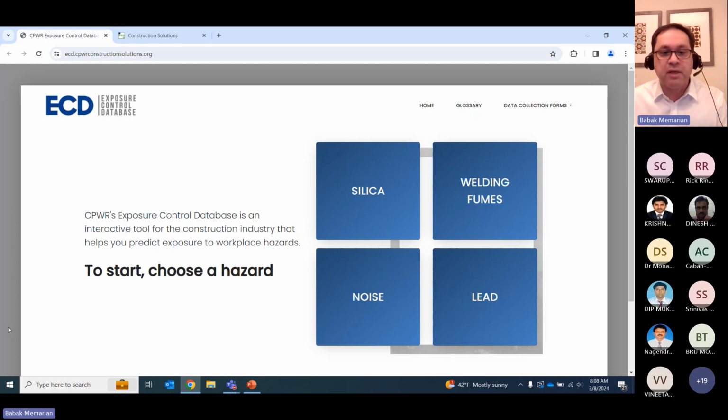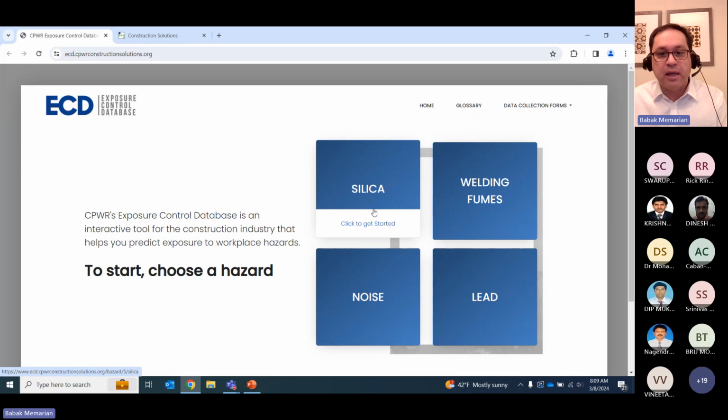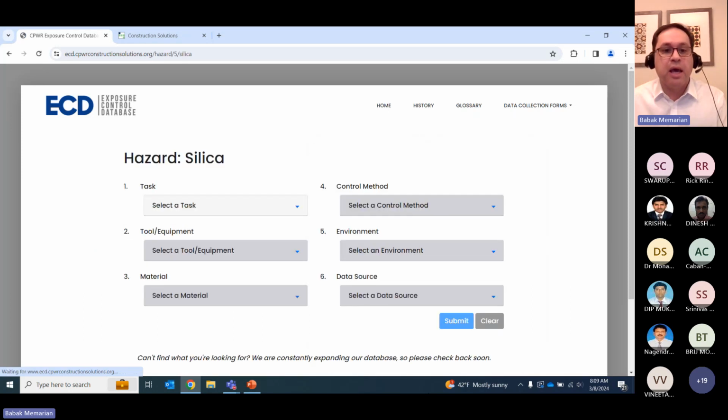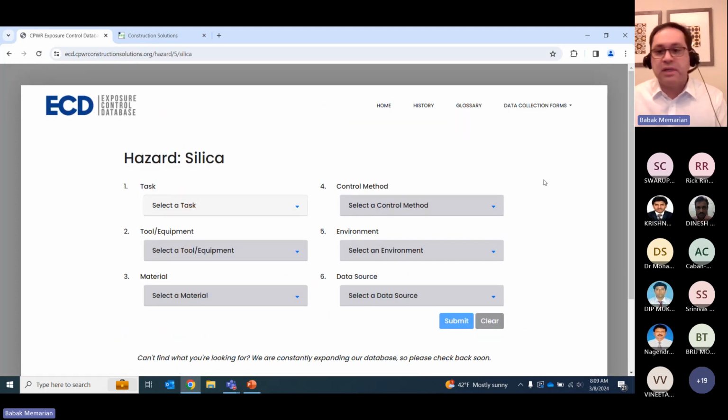It has a very simple interface that you can select the hazards. So we have silica, welding fumes, lead, and noise. And as you hover over any of these hazards, you can select and run a search. I picked silica because it is the largest branch that we have in this database, and we have the largest number of measurements in this branch of our exposure control.